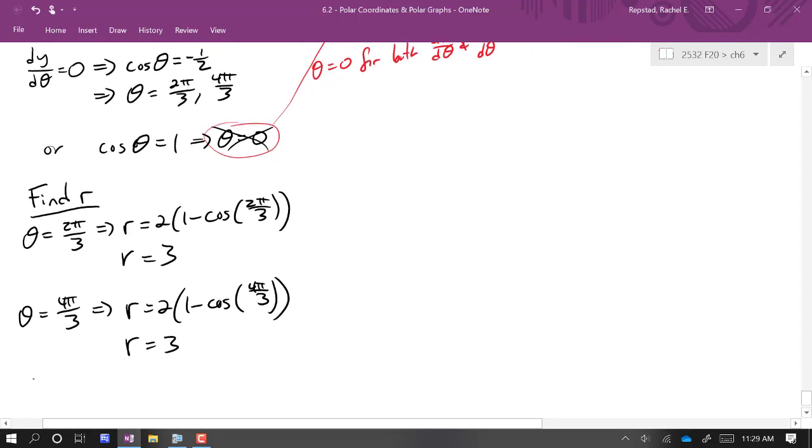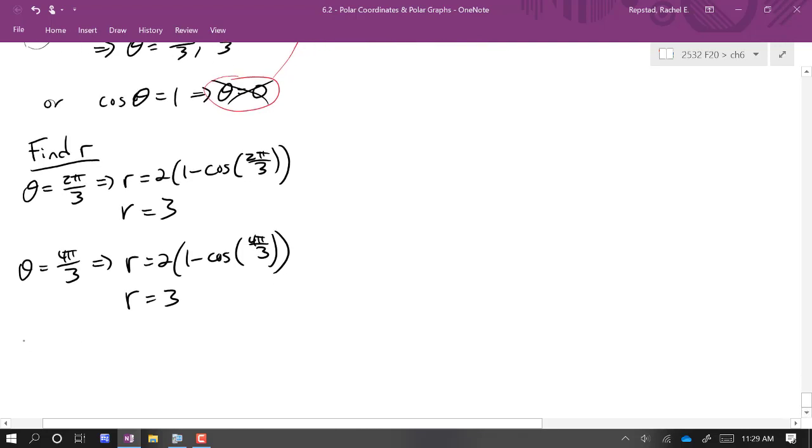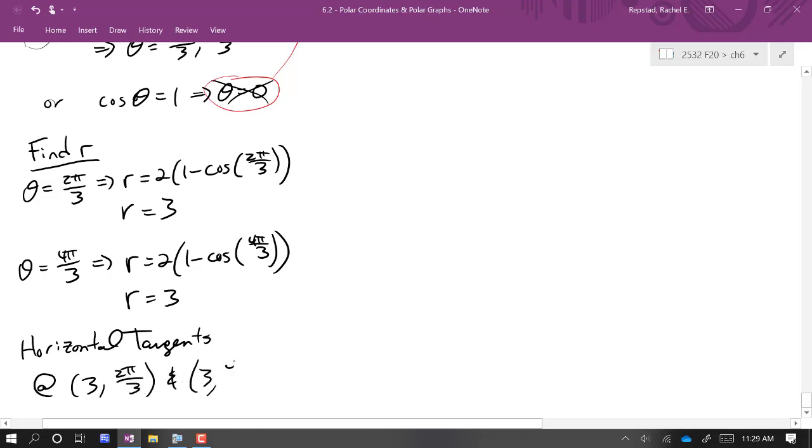So on the left side, I think I said I was starting with the vertical tangents, but the left side is dy/d theta, so this is horizontal tangents. So we get horizontal tangents at (3, 2 pi over 3), and again, these are polar coordinates, and (3, 4 pi over 3).